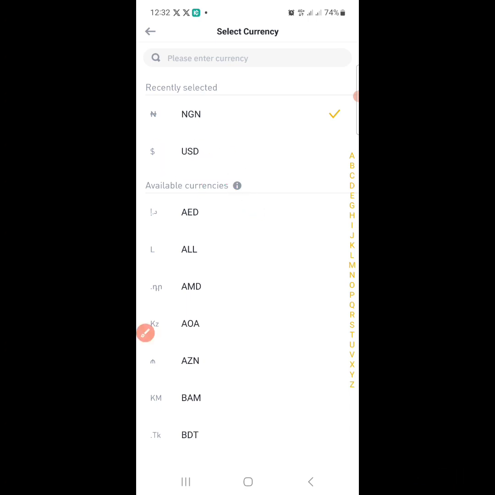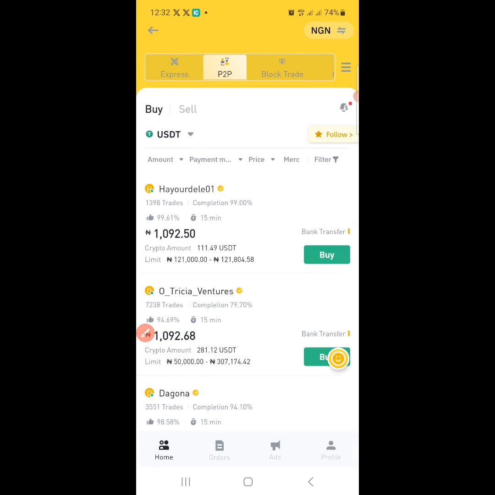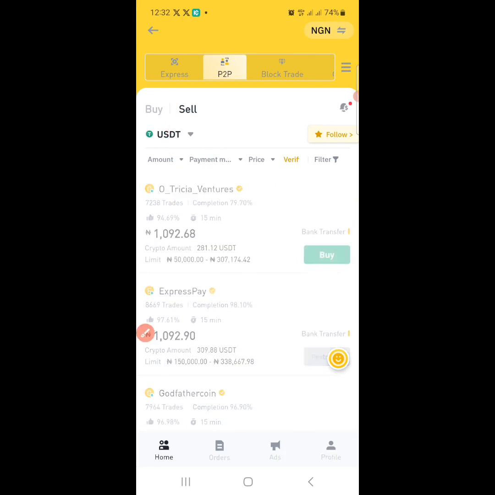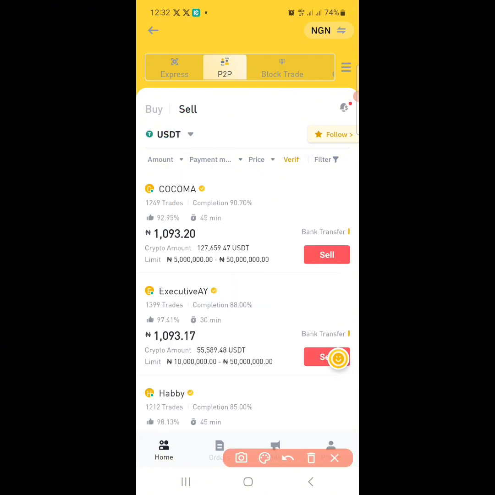Then you have to add your mode of receiving payments. I'll just be going with NGN, that is, I want to receive the money into my bank account. After you come to the peer-to-peer section, just go to the sell area. That is, I want to sell our USDT to some merchants here just to make profit. That's the reason why we're performing this transaction.